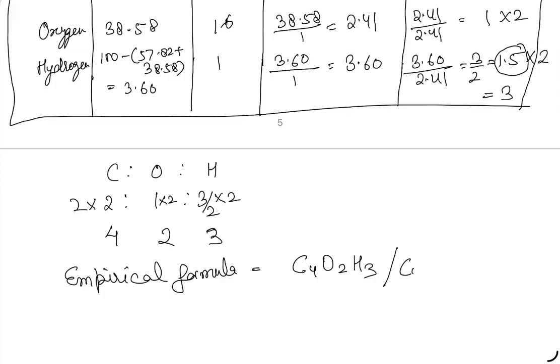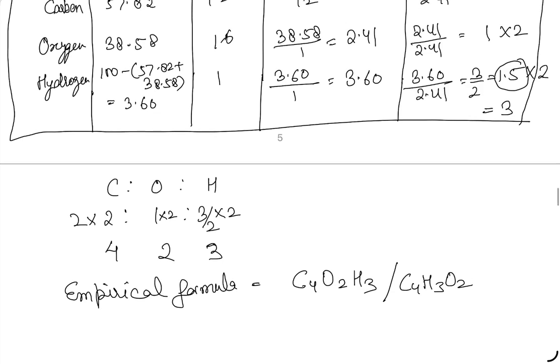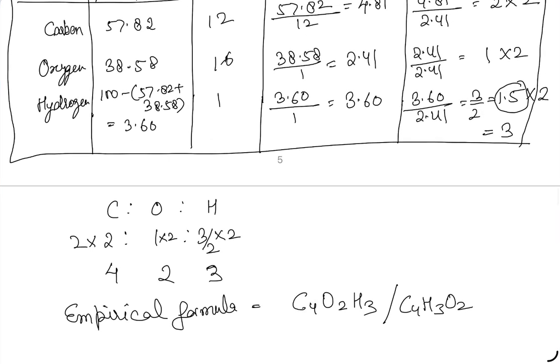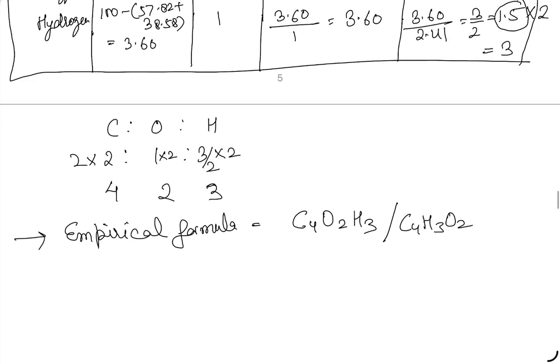Now you can write it in any way. You can write C4H3O2. That does not make any difference. It's up to you in which order you write it. Empirical formula just shows the simple ratio of atoms. So you can write oxygen first or hydrogen first, it doesn't matter. So my first part is done, step 1.